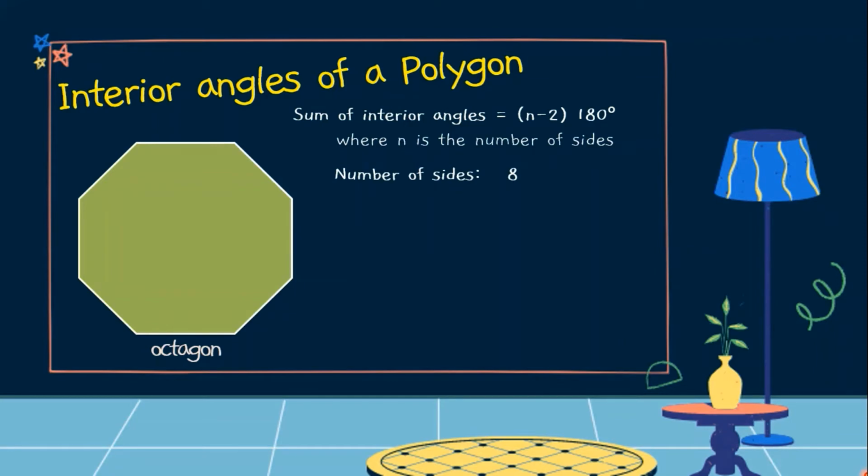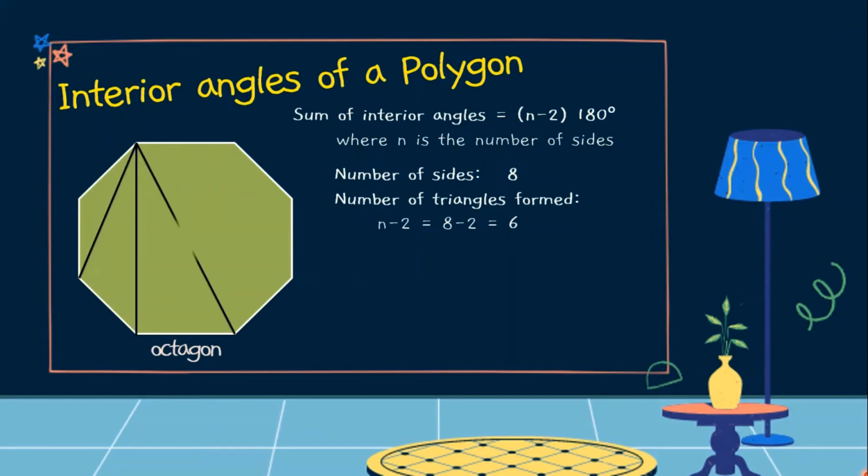For an octagon, it has 8 sides. Number of triangles formed for an octagon following the formula n minus 2, it will be 6 dahil substituting n with the number of sides 8 minus 2, 6. Therefore, ang octagon ay may 6 na triangles. If we draw some diagonals from one vertex, ito yung ating vertex na napili, we're able to form 6 triangles.